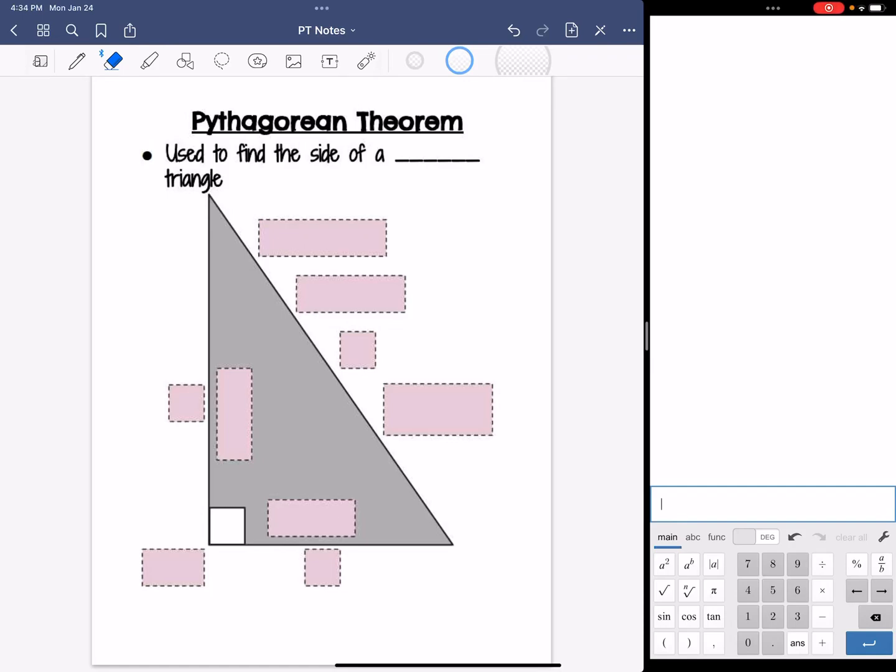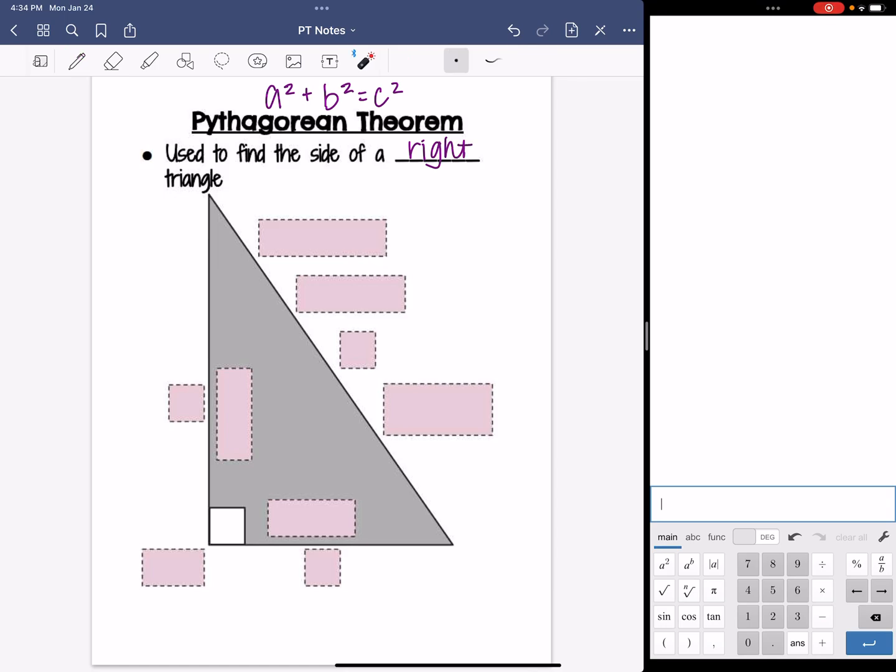Okay, these notes will be going over the Pythagorean Theorem. Now, the formula for the Pythagorean Theorem is a squared plus b squared equals c squared. And we use the Pythagorean Theorem to find the missing side of a right triangle.